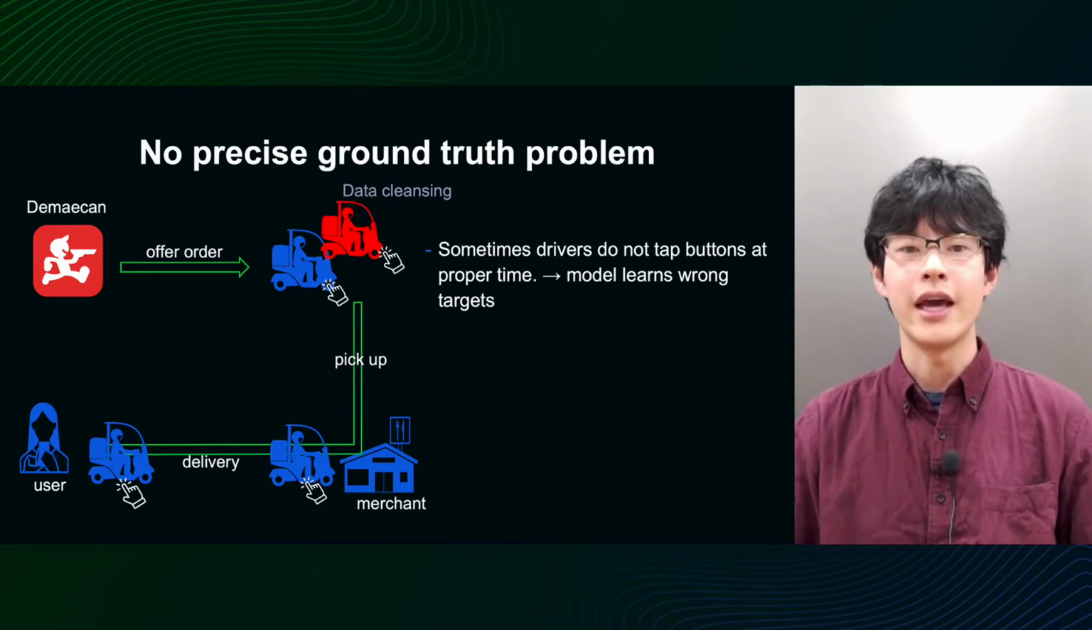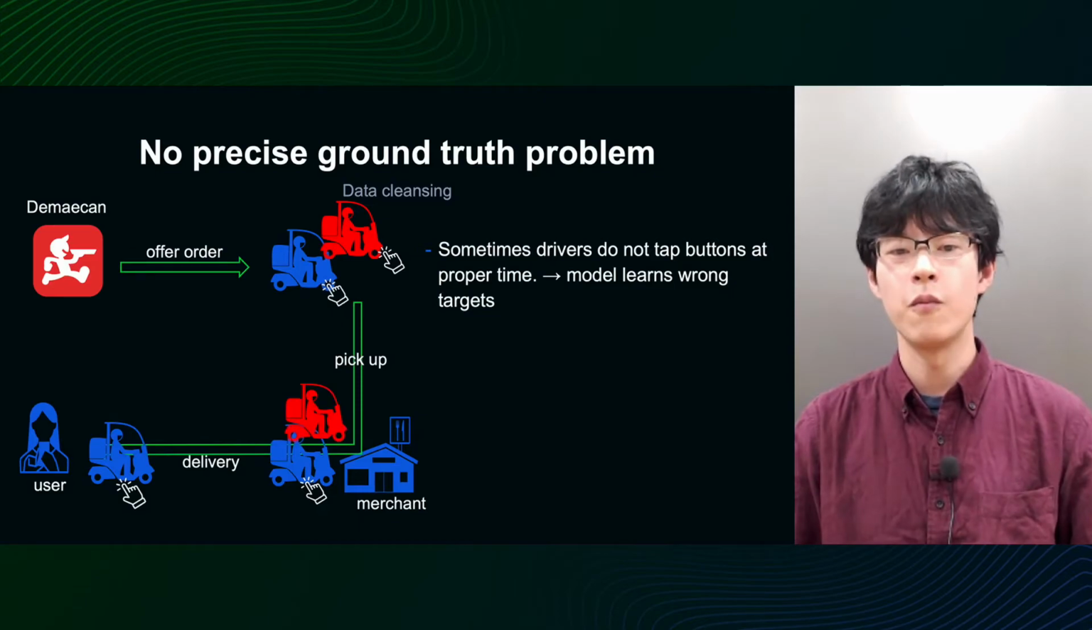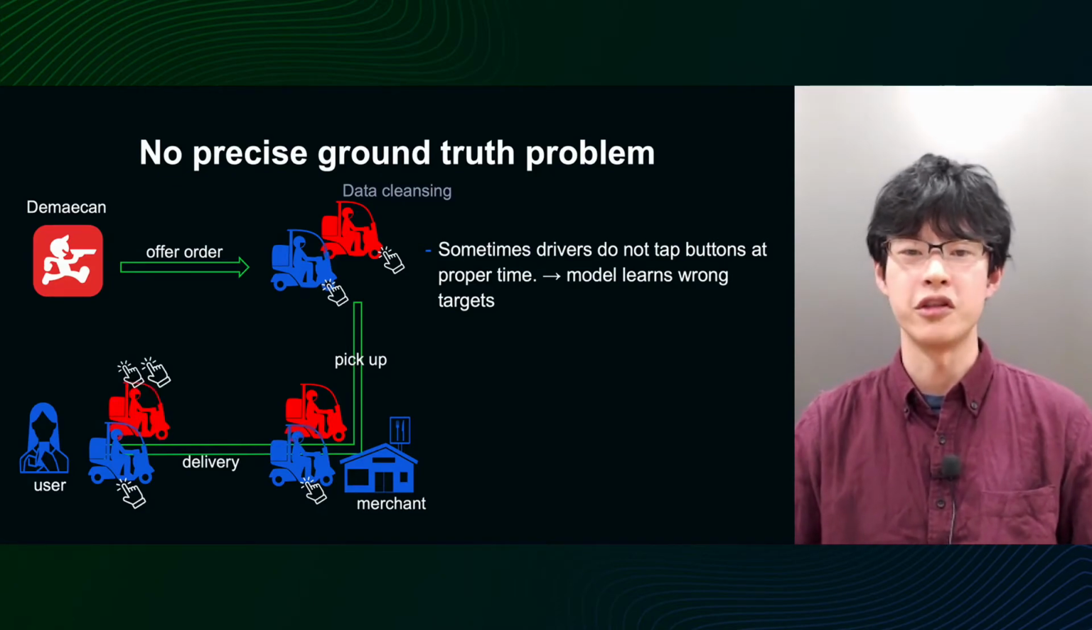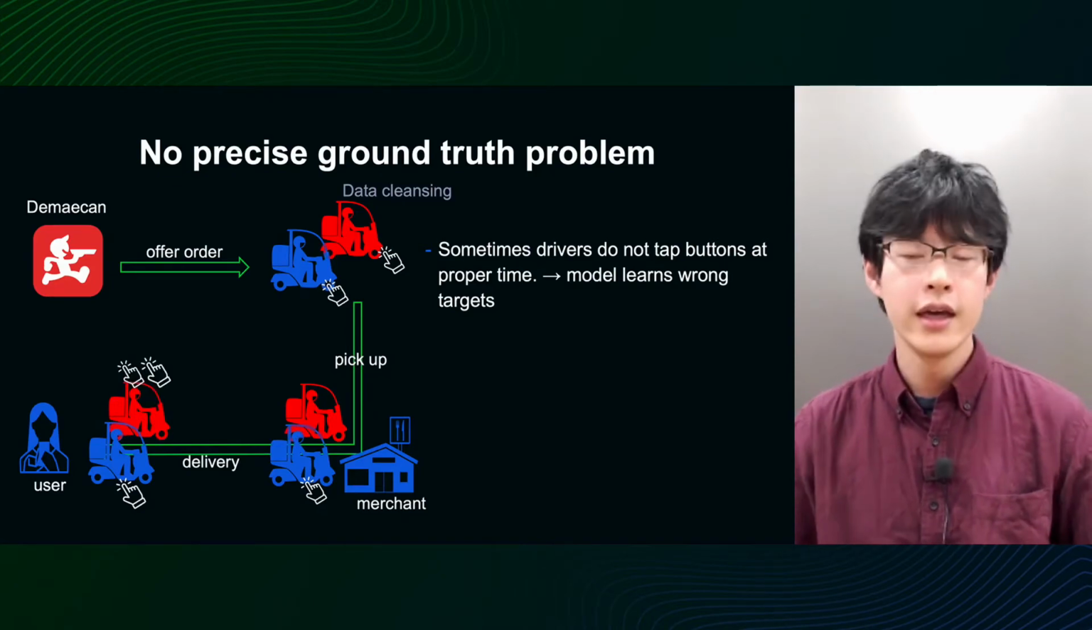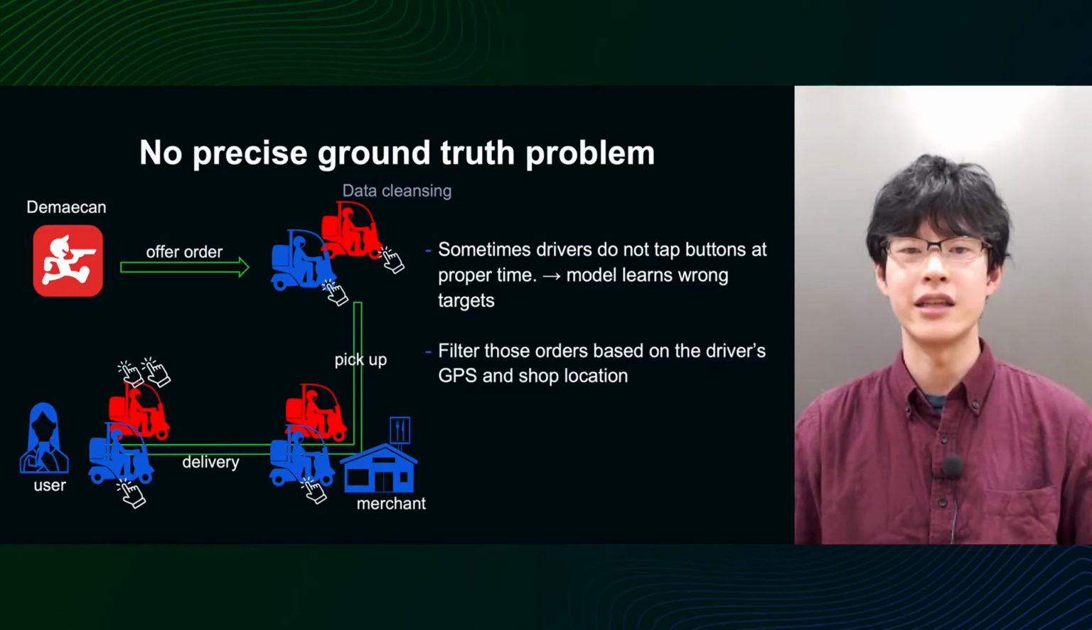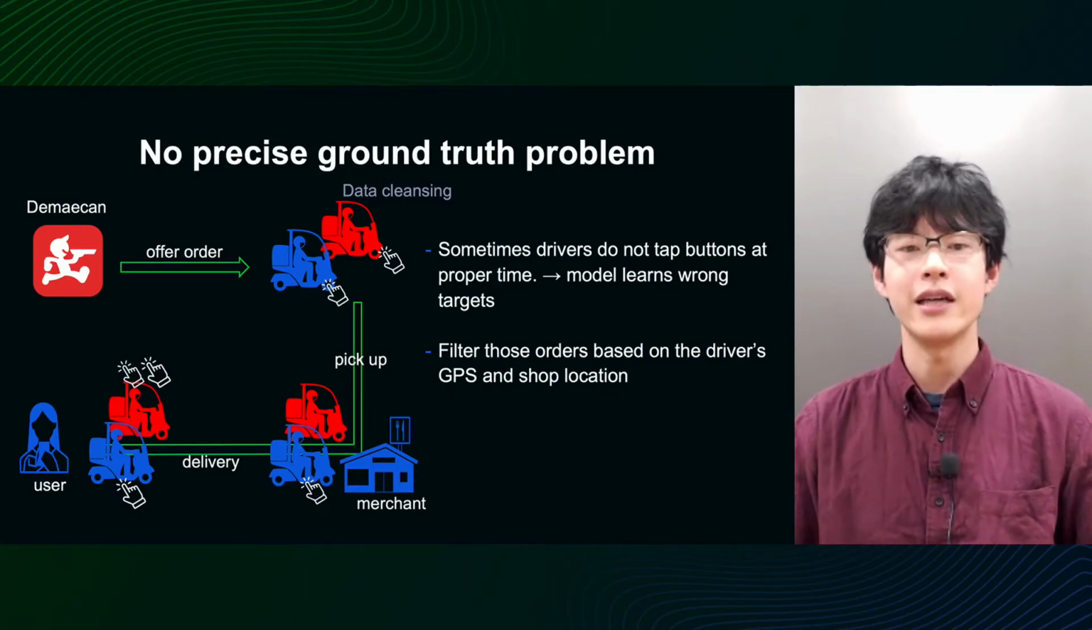However, this is not the case for all the data. In some cases, for instance, the driver taps the food delivery was delayed button, but for some reason, the driver does not tap the receive button, but taps two buttons together at the end. For this kind of data, we use GPS logs to cleanse the data.